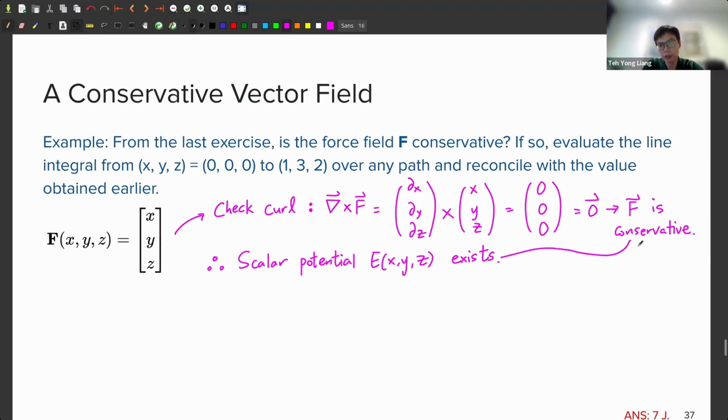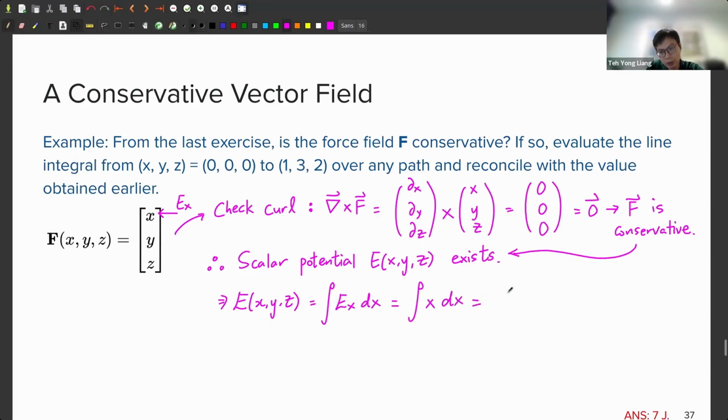So let's call it E of x, y, z. Once you have a conservative vector field, how do you get the E of x, y, z? Go through the earlier process. Recap: you have your f sub x here, or rather in this case, E sub x. E of x, y, z is going to be the integral of E sub x with respect to x. Your E sub x is the first component, because when you differentiate with respect to x, you get the first one. So now you have the integral of x dx.